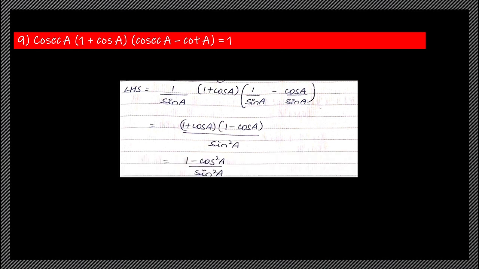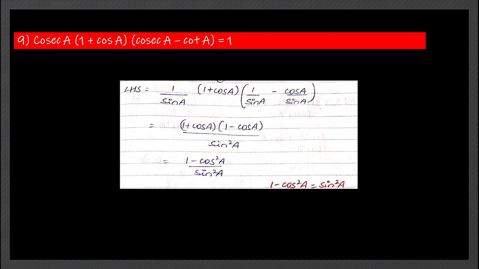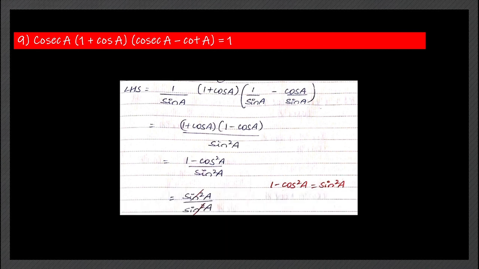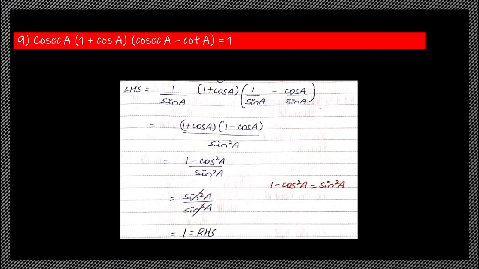1 minus cos square A divided by sine square A. We all know that 1 minus cos square A is sine square A. So sine square A by sine square A is 1, which is expected at RHS. This is clear, right?